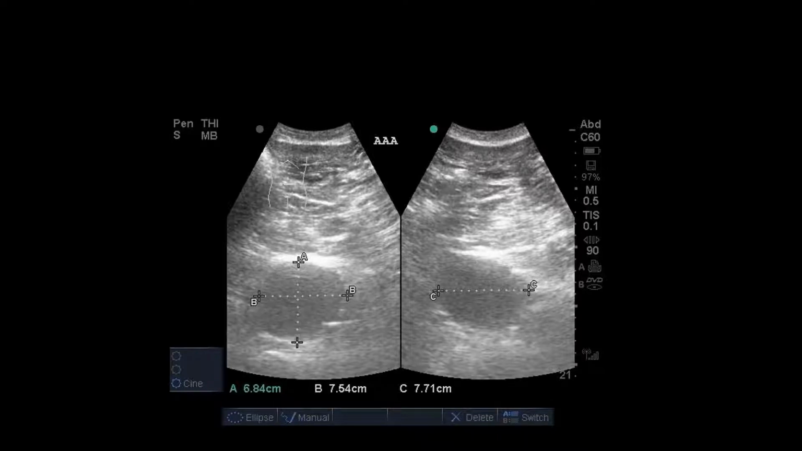I want you to note that the depth in this view is 21 centimeters, so habitus will not necessarily be a limitation to this exam. With the right amount of gel and carefully placed pressure, you can usually visualize the aorta, especially if it's pathologic.